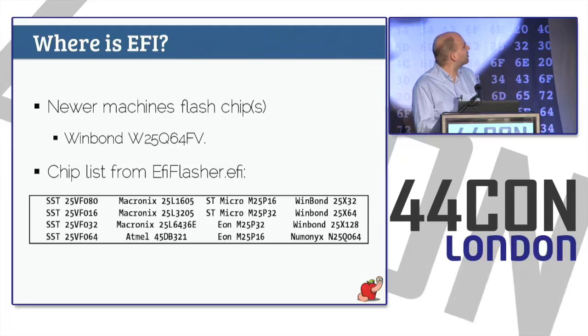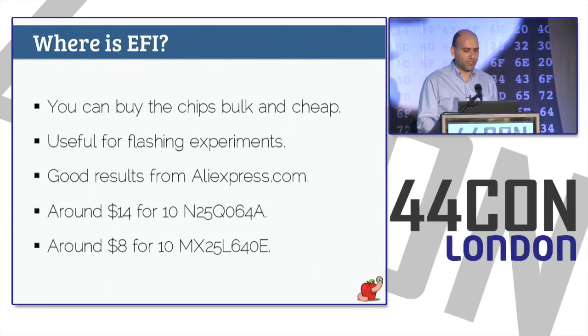So you can find this chip. This is the new Winbond chip that they're using. And if you dump the strings on the flasher for the updates, you have the list of all the chips that Apple uses on their machines.